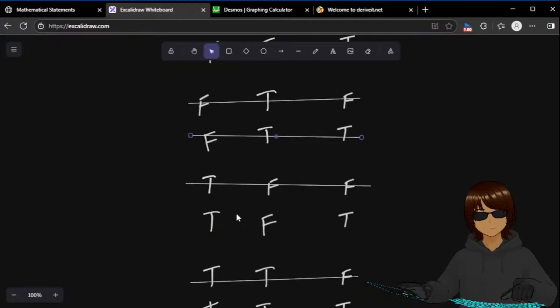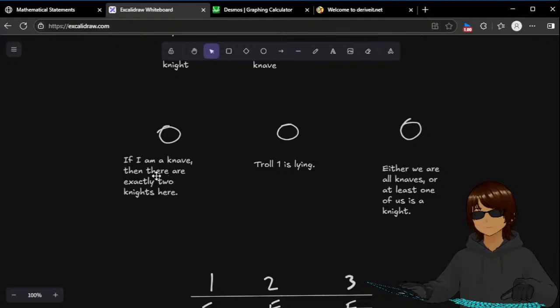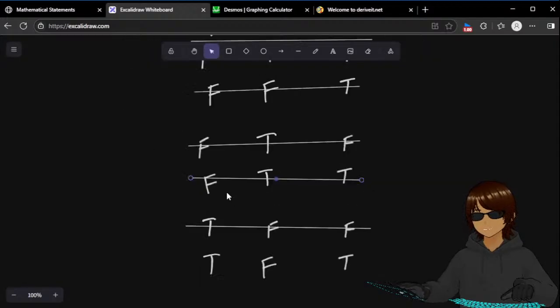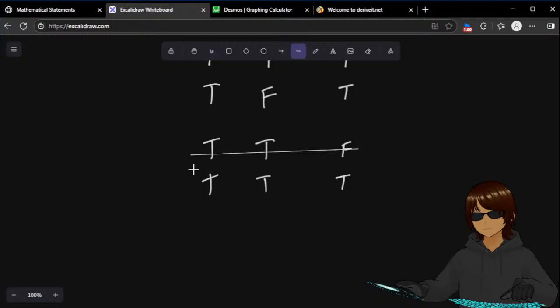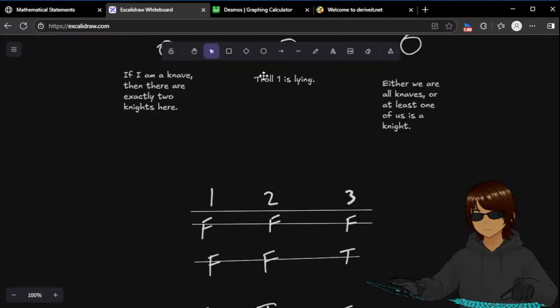Okay, this part holds up. What about true, true, true? So if this is true, then he's a knight, he's a knight, he's a knight. But troll 1 is lying, and that's a contradiction. So I'm guessing the answer is knight, knave, knight.